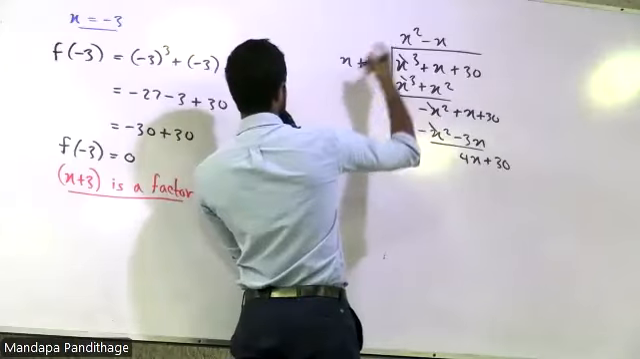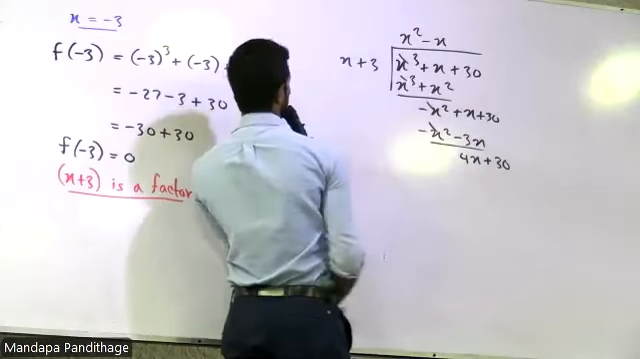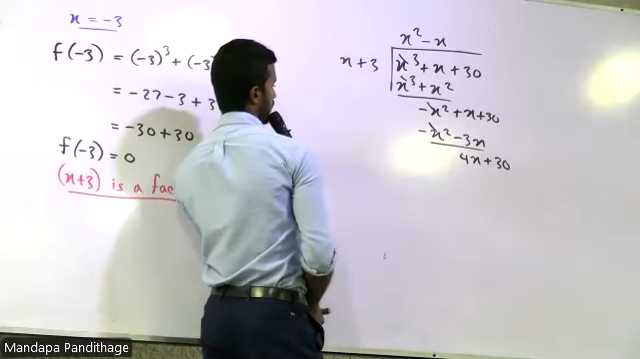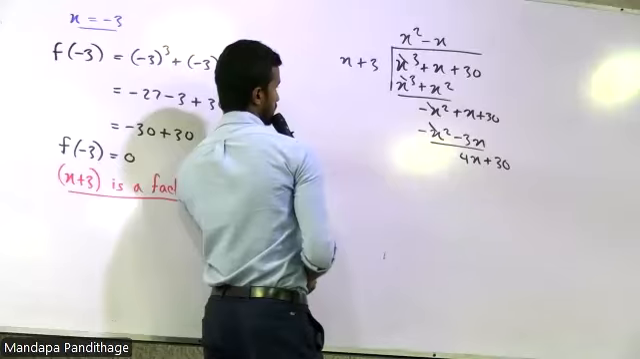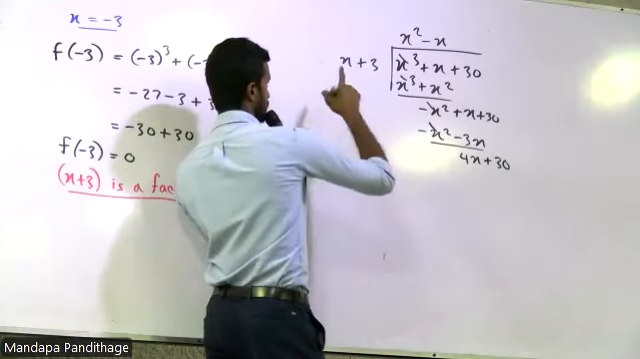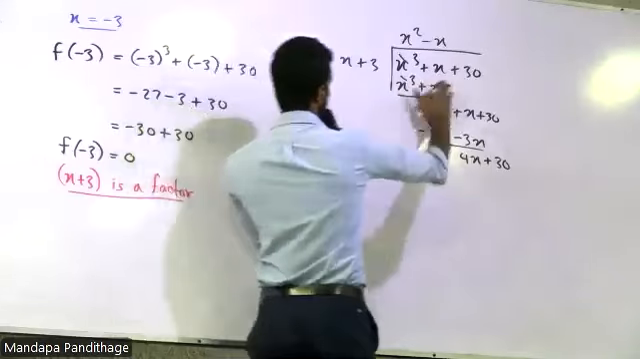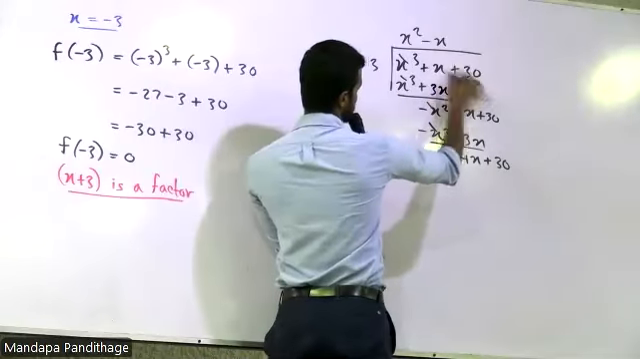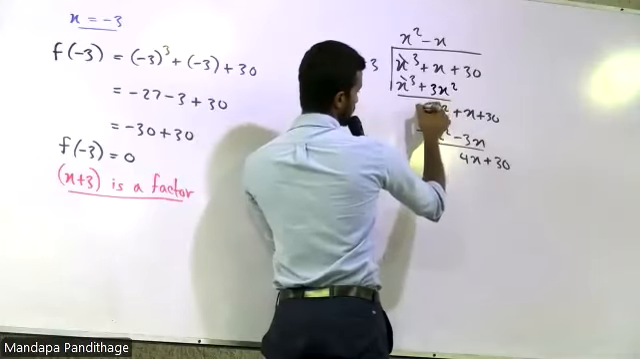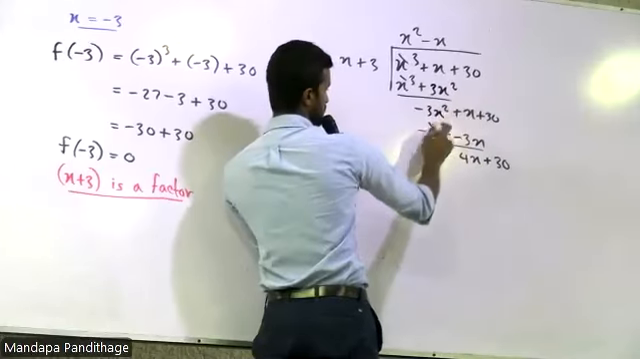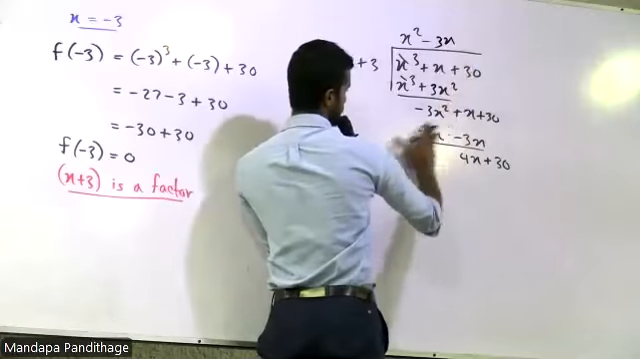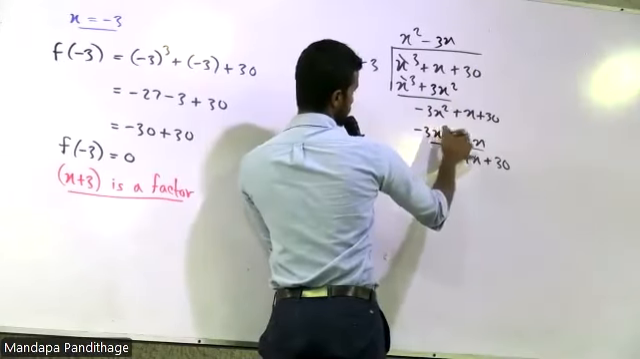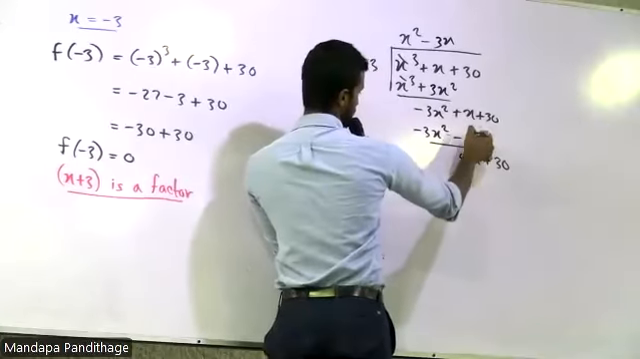X squared divided by x is minus 3x. Where did I go wrong? It's 3x squared. Here it's 3x squared when you multiply this. So it's minus 3x squared and these two comes down. So here minus 3x squared divided by x is minus 3x, which gives you minus 3x squared minus 9x.